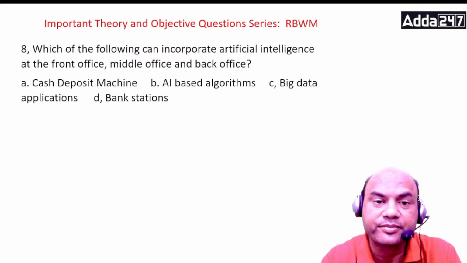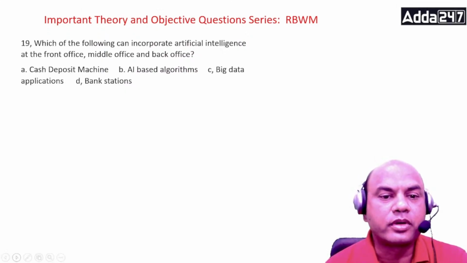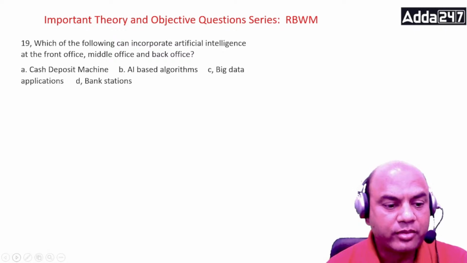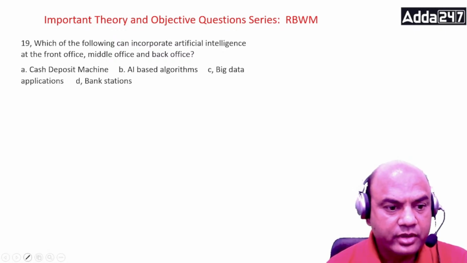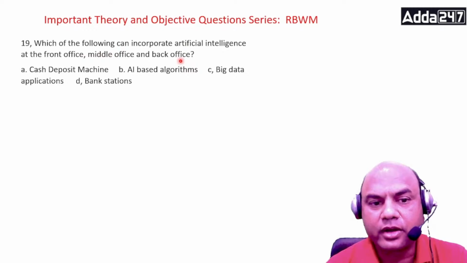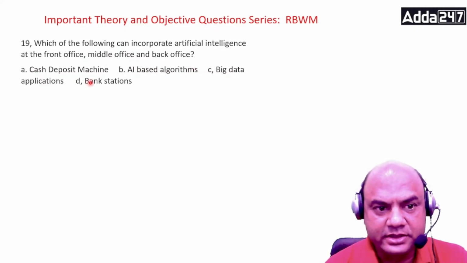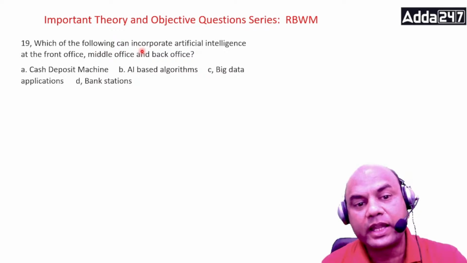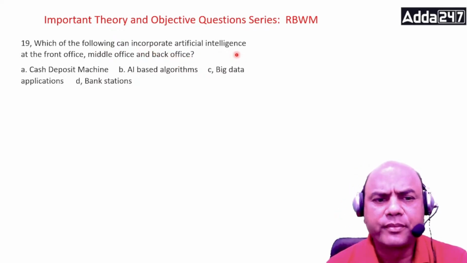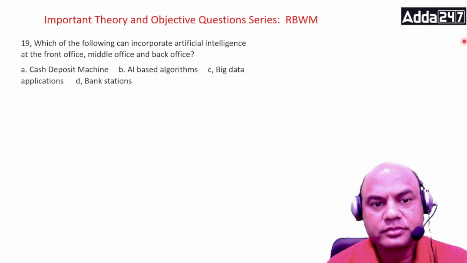Let's move on with the questions. Which of the following can incorporate artificial intelligence at the front office, middle office, and back office? Means which of the following can incorporate AI in front, mid, and back office? Cash deposit machine, AI based algorithm, big data applications, and bank stations. So where can you establish this, and who can do it? Think over it.